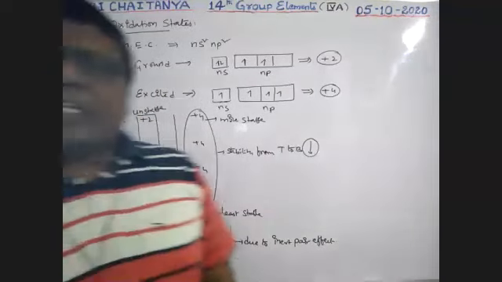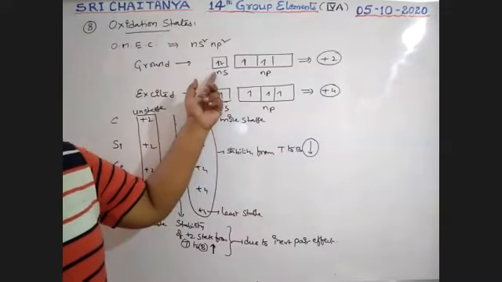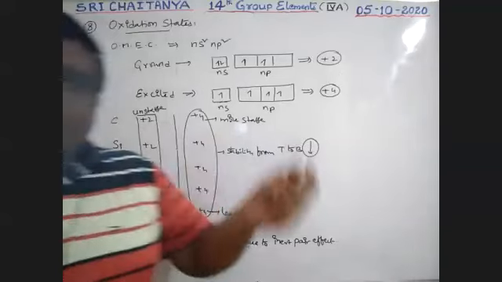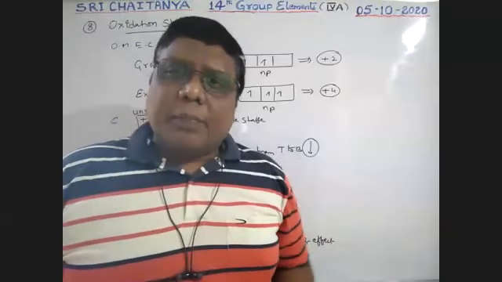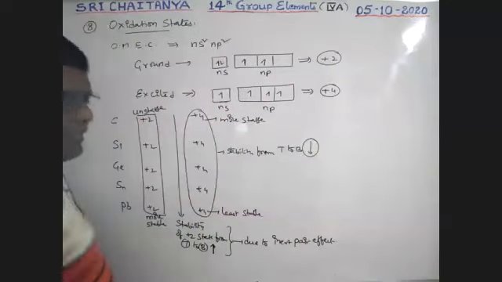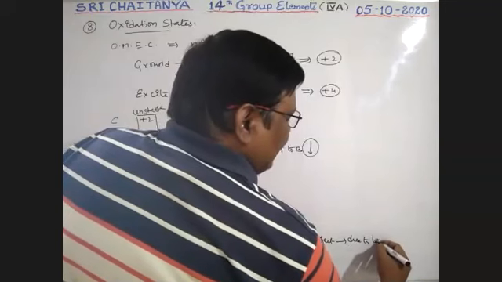Already we know, boys, the inert pair effect: that is non-bond participation, the reluctance of the valence s electron pair in chemical bond formation, called the inert pair effect. This inert pair effect is due to lanthanide contraction.